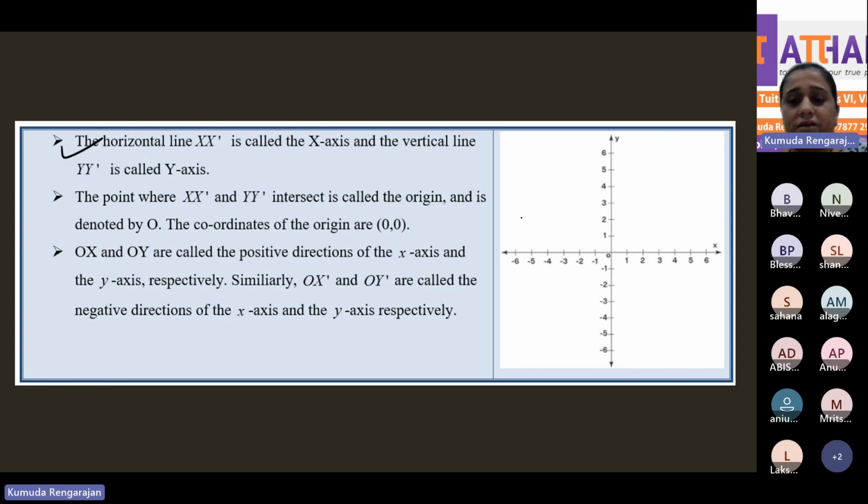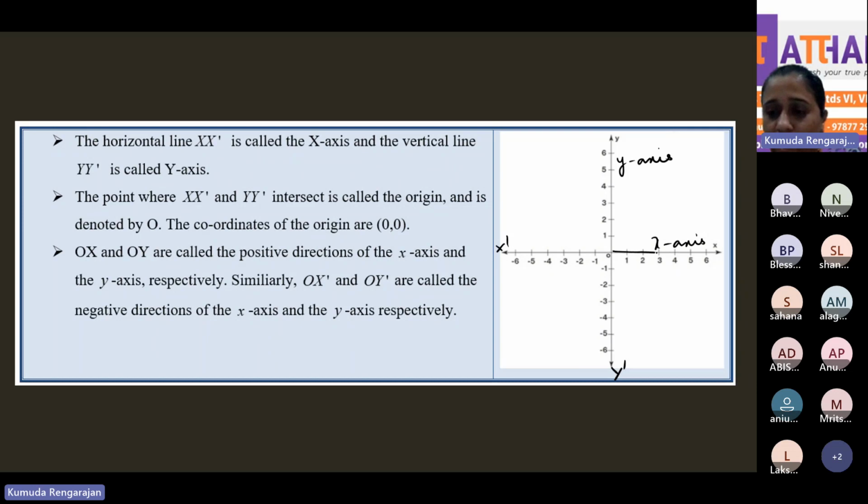The horizontal line XX dash is called the X axis, and the vertical line YY dash is called the Y axis. So this is XX dash, and this is YY dash. This is the X axis, and this is the Y axis.